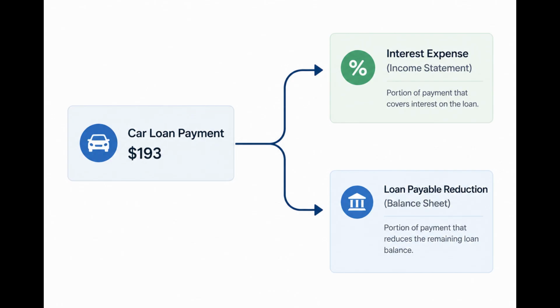So every loan payment has two components. The interest expense, this hits the income statement, and the principal repayment, this reduces the loan balance. Same cash, but two different economic meanings. This is where accounting becomes interpretation and not just recording.